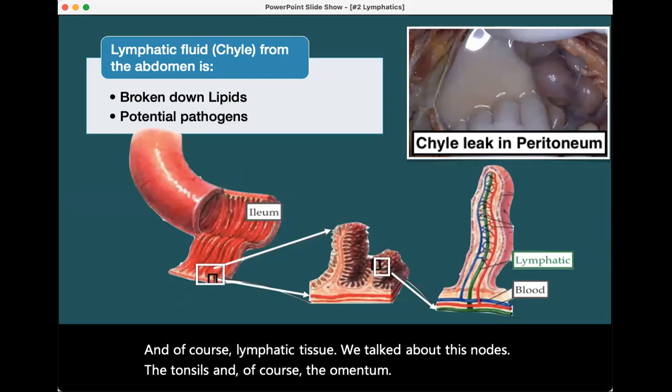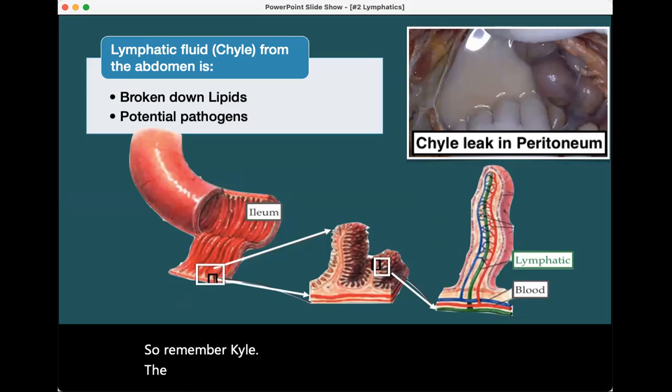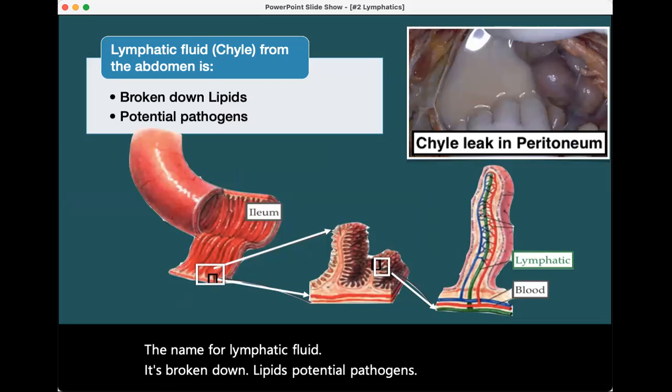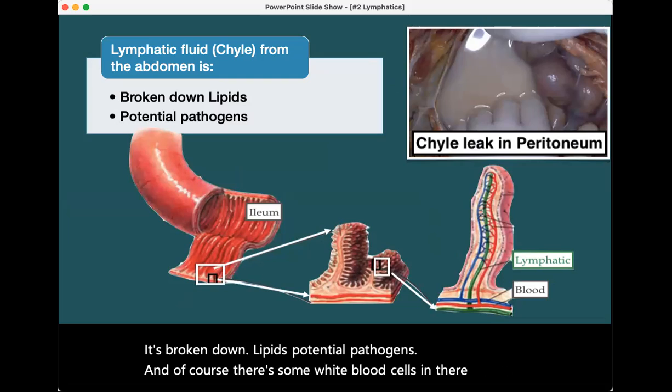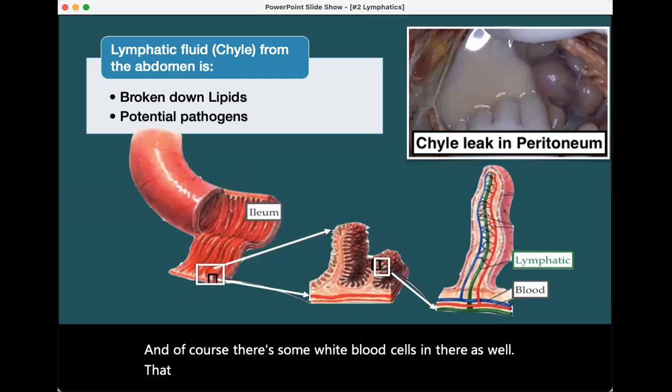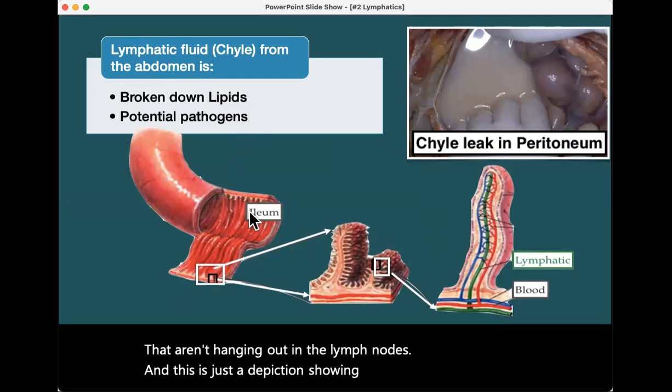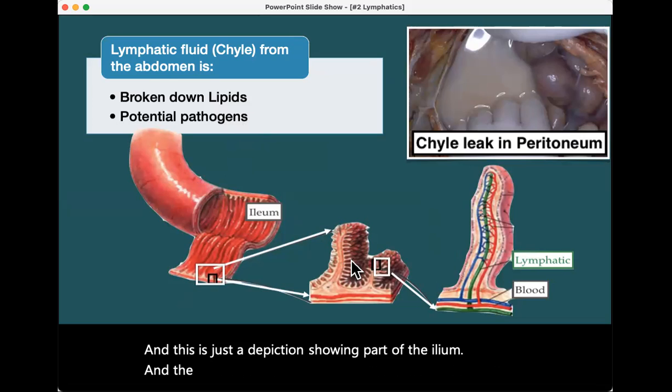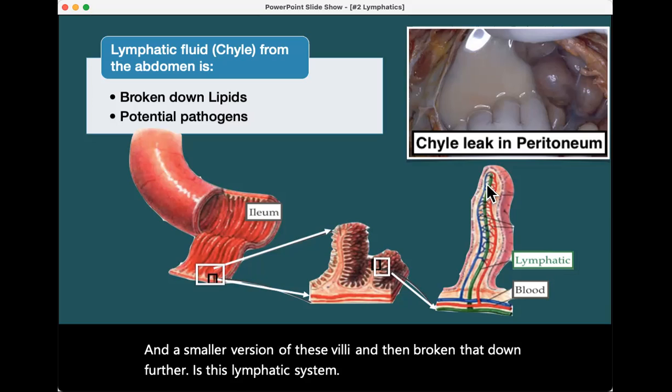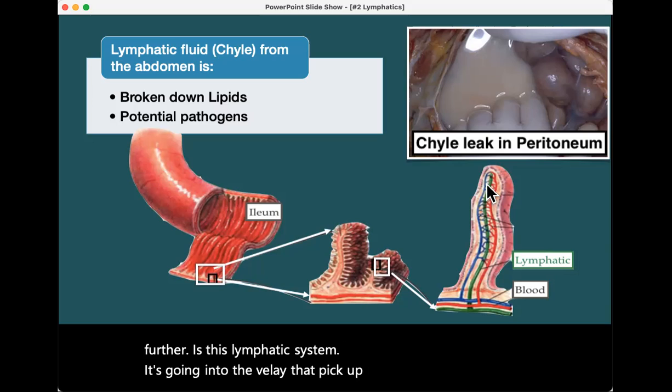So remember chyle, the name for lymphatic fluid. It's broken down lipids, potential pathogens, and of course there's some white blood cells in there as well that aren't hanging out in the lymph nodes. And this is just a depiction showing part of the ileum, and a smaller version, all these villi, and then broken that down further is this lymphatic system. It's going into the villi to pick up the free fatty acids.